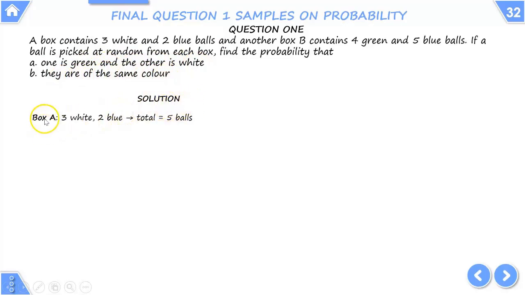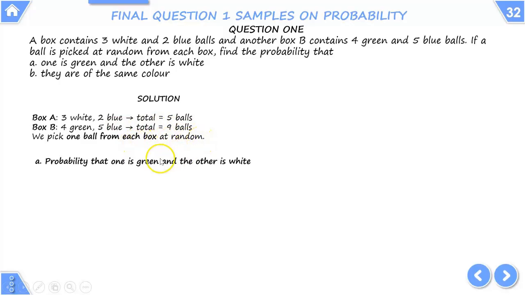So with this question, we have box A that contains 3 white, 2 blue, which comprises a total of 5. And we have box B that is 4 green, 5 blue, which comprises a total of 9. If that is the case, we pick one ball from each of the boxes at random. And we are asked to find the probability that one is green and the other is white. So let's just choose a green ball, and the place we can choose a green ball is box B that contains green balls.